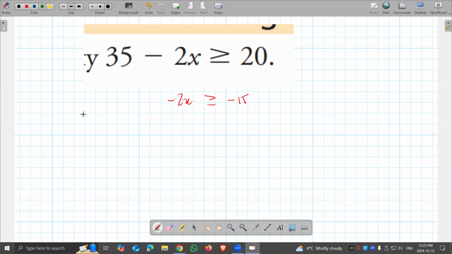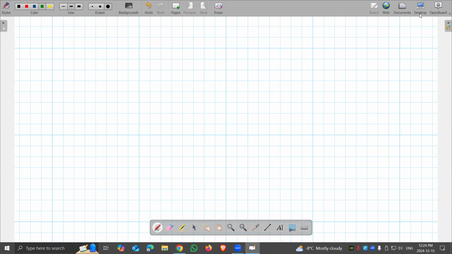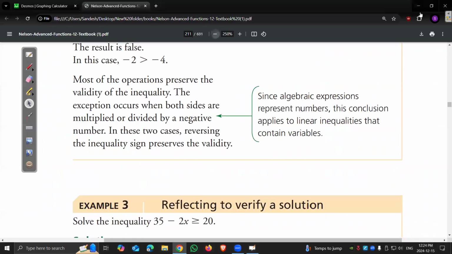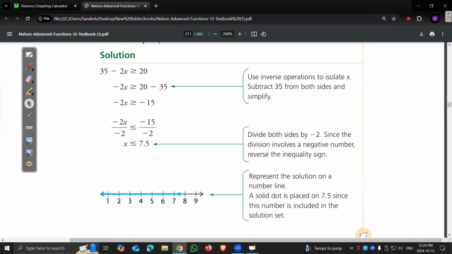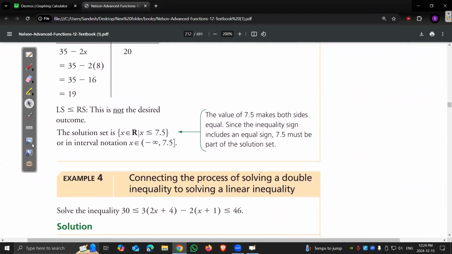What's the next step? You divide by -2, and what happens to the sign? It flips. Yeah, exactly. The sign flip is so easy, right? That's it. And I don't think you're going to be doing polynomial inequality in class. You're going to be doing linear inequalities, which are very simple.